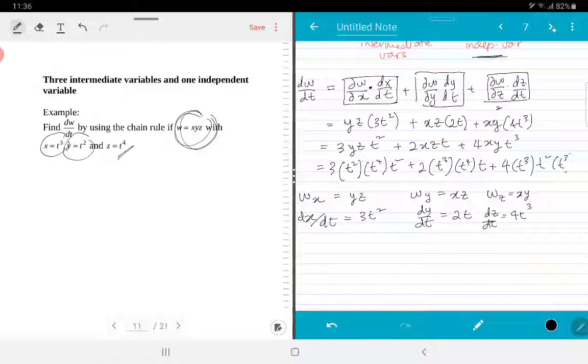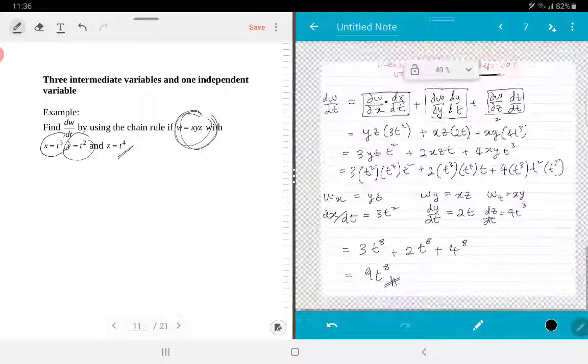Right. Simplify that even further. I'm going to write it here. So here we have 3. How many t's here? We have 8. Here we have 2. How many t's? 7, 8. And here we have 4. How many t's? We have 6, 7, 8. Simplify that. We have 3 plus 2, which is a 5. Then we have 9t to the power of 8. Okay, so that is the answer.